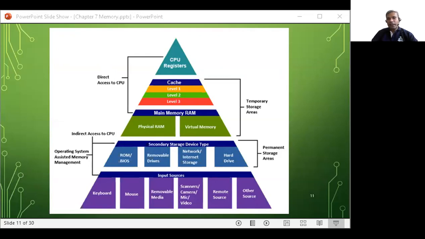They are usually in the megabyte range, not quite large, but relatively fast. Compared to registers, they are slow, but compared to hard disk or anything, they are fast. So that's the second layer.